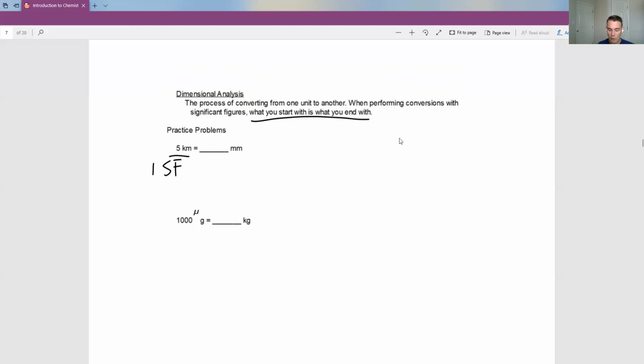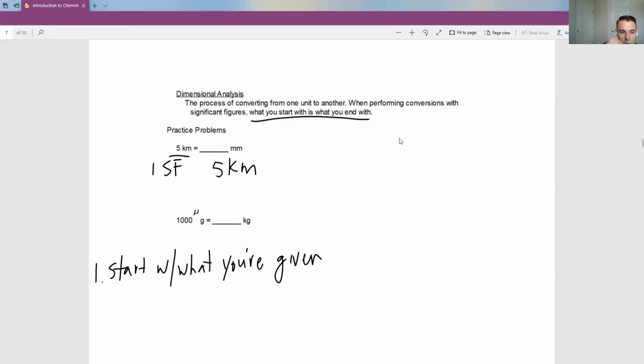Okay. So when we're doing dimensional analysis, the first thing that you want to do, you're going to start with what you're given. That's important. So in this case, I'm given 5 kilometers, so km, and then put it over 1. What does putting it over 1 do? It just is a placeholder, really. So step 2, we're going to do a multiplication sign in another line.